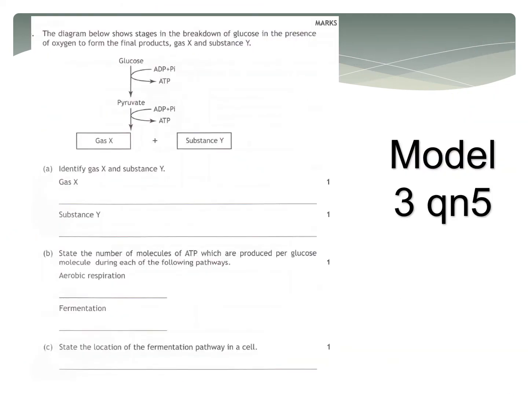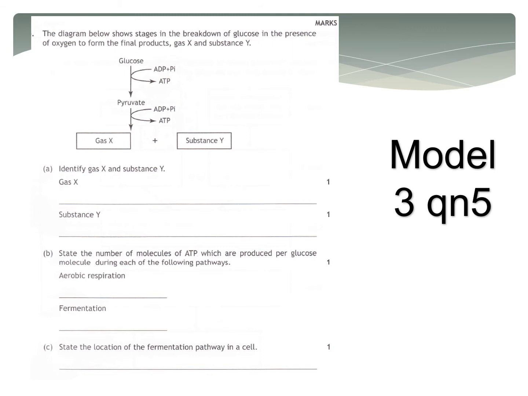So if you've learned aerobic respiration properly, you should be able to answer these questions. So if you pause the video and answer the questions. So the diagram below shows stages in the breakdown of glucose in the presence of oxygen to form the final products gas X and substance Y. So you've got glucose to pyruvate with your ATP, and then pyruvate to a gas X and substance Y with your ATP. And it says identify gas X and substance Y.